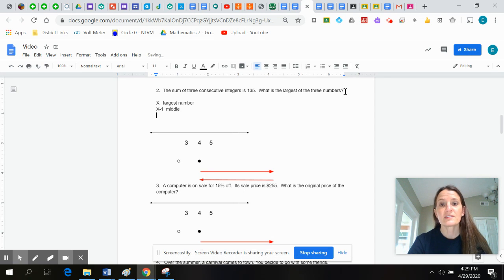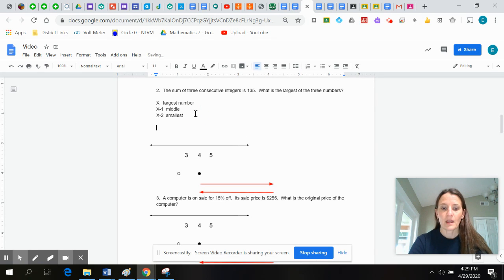So my smallest number in terms of the largest number would be x minus 2, 2 less than the largest number. All right, so now I'm ready to write my algebraic model. I know that the smallest number plus the middle number plus the largest number equals 135 when I add them all together.